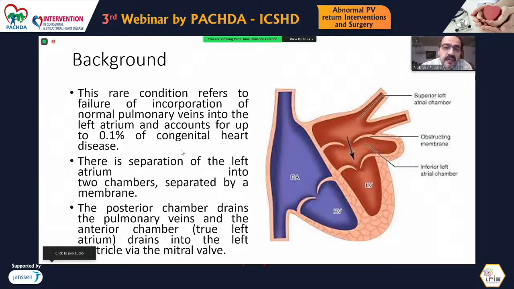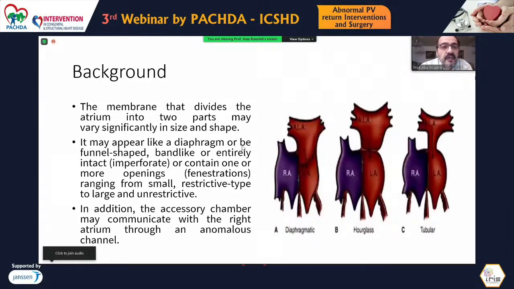There is separation of the left atrium into two chambers separated by the membrane, the posterior chamber, which usually drains the pulmonary veins, and the anterior chamber, which is the true left atrium, connecting the remaining portion of the left atrium to the left ventricle across the mitral valve. The membrane that divides the atrium into two parts may vary significantly in size and shape. It may appear like a diaphragm, or funnel-shaped, or band-like, or entirely intact or imperfect. In addition, the accessory chamber itself may communicate with the right atrium through an anomalous channel.